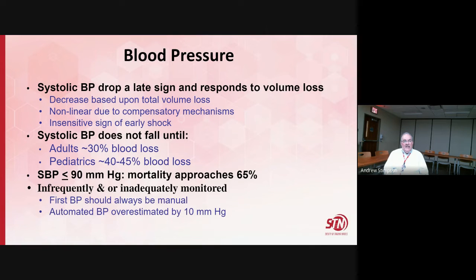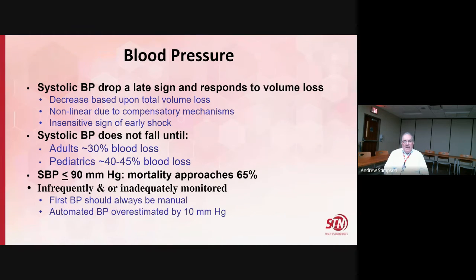In adults, it takes about 30 to 35% of your blood loss. In kids, it's a little bit more. So don't presume, because a kid has a good blood pressure, that they haven't lost blood. Kids can lose a large amount of blood before they drop. Why is this important? When you see a kid and you don't want to hurt them by putting an IV in, just remember it's always harder to put an IV in when they've lost 40% of their blood volume than before they have. When your blood pressure drops, your mortality starts to go up. And we really want to make sure we adequately monitor it.